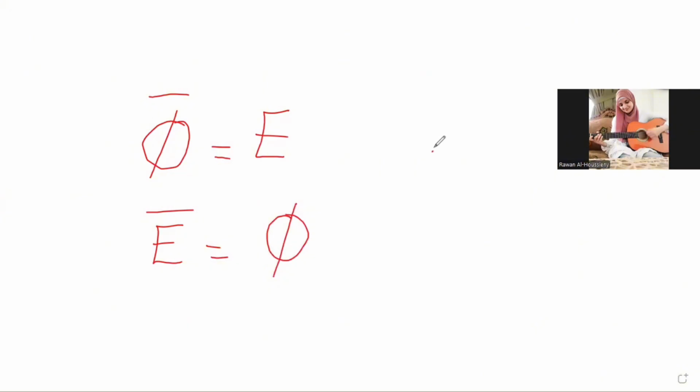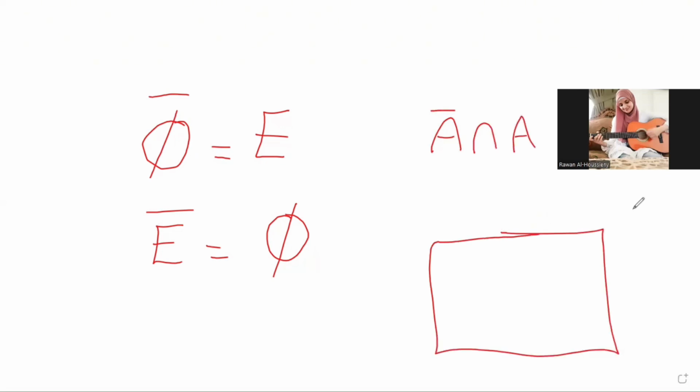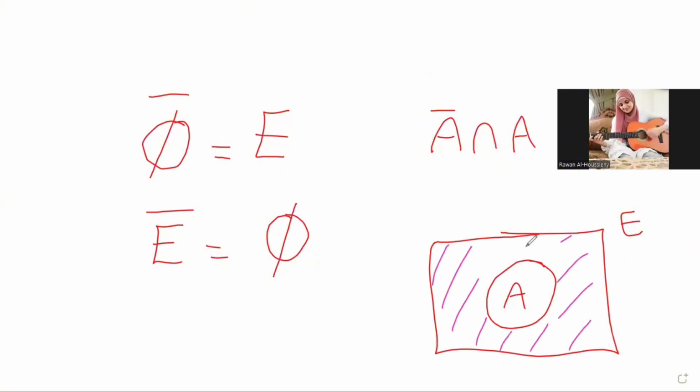Now if we have A bar intersection A, okay, I will clarify it by a drawing. So supposedly we have this set E and we have this set A. So A bar is everything inside E but outside A. So this is A bar. So we need A bar intersection A. When we talk about the intersection, we have to know the common elements between A bar and A. As you notice in the drawing, there are no common elements between A bar and A.